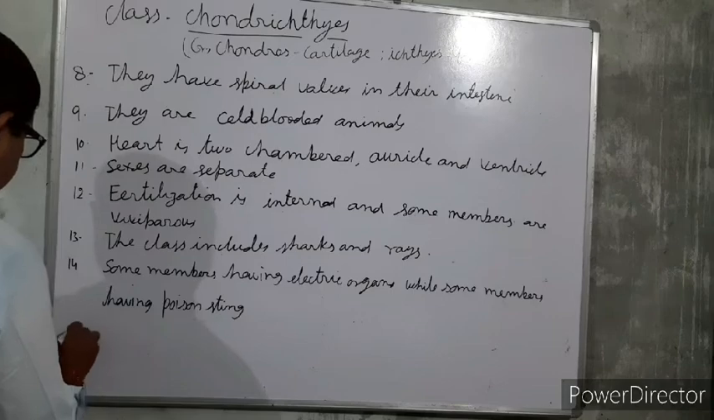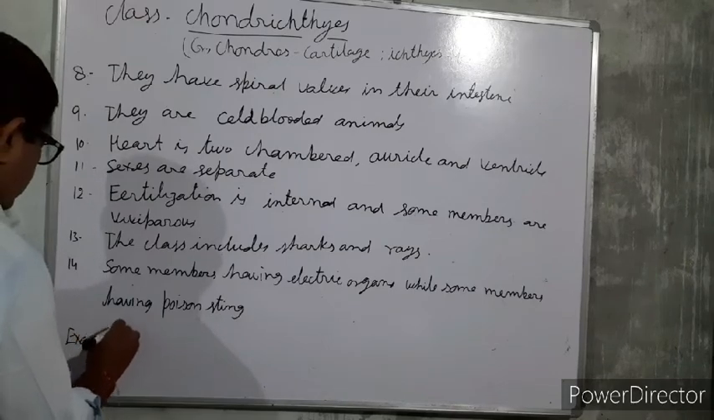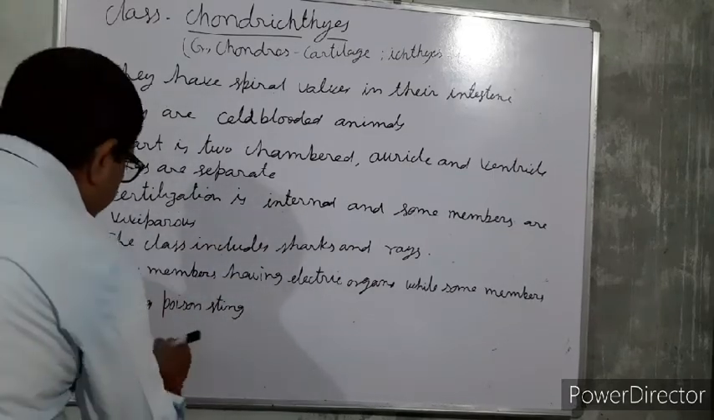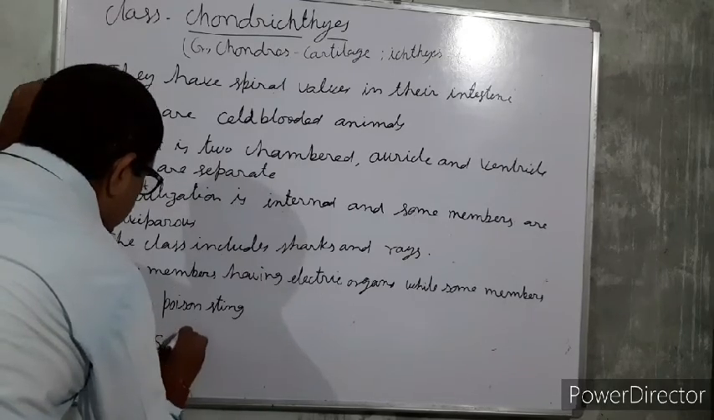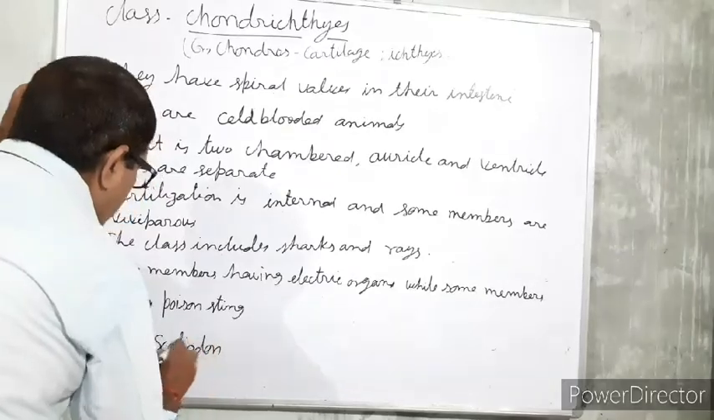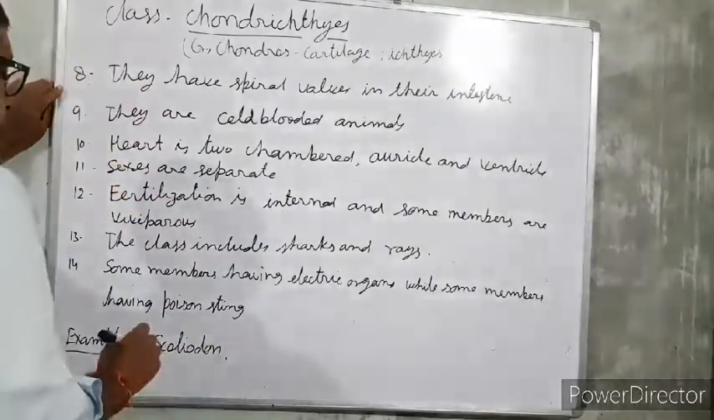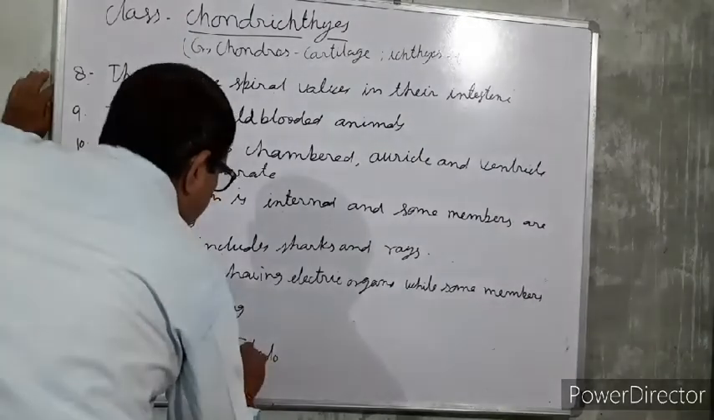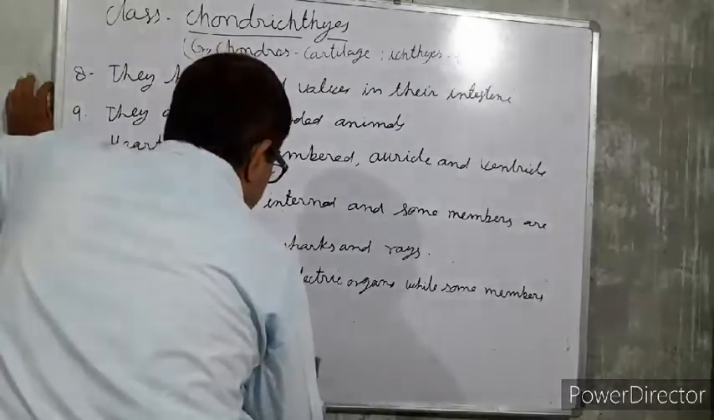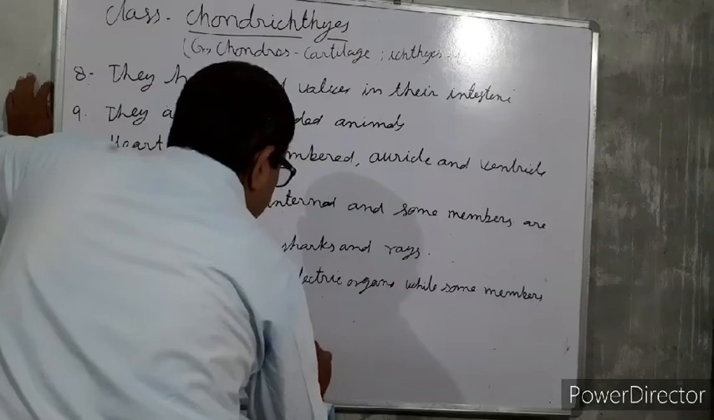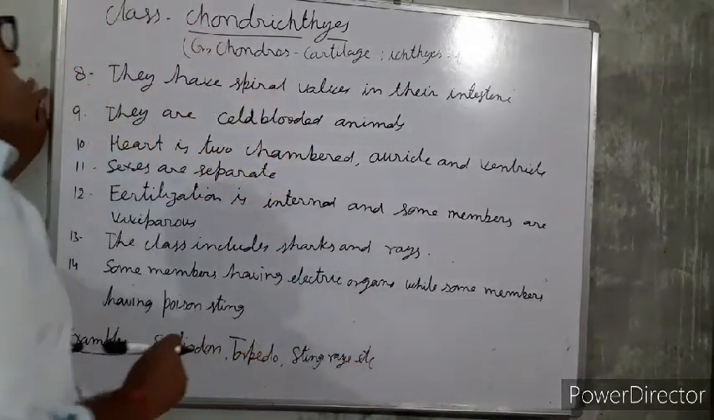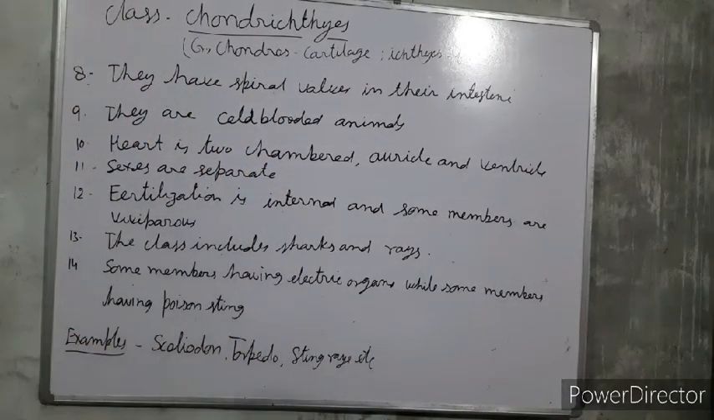Now examples: as I told, the sharks and rays, such as Scoliodon, torpedo, stingray, etc. So these are the properties of Chondrichthyes. Now next properties.